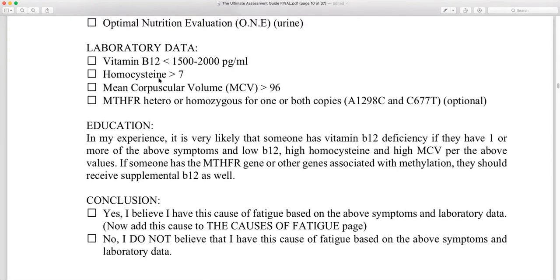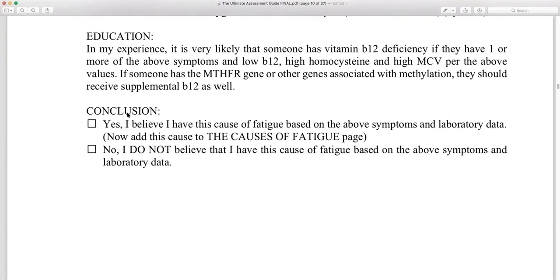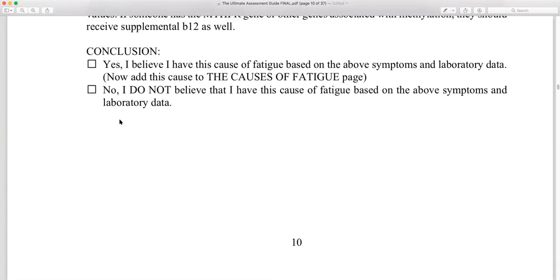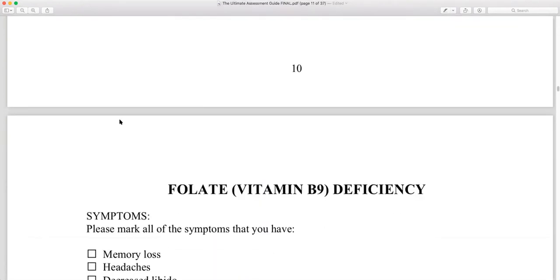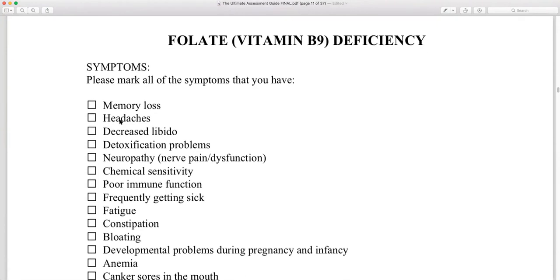And what's very interesting is that homocysteine, when it's above 7, increases risk for heart attack, heart disease, stroke, and Alzheimer's. And so you can see how important B12 is in playing a role in those things because it will lower homocysteine. And then you come down here to conclusion, mark off your conclusion, and if it's a yes, add it to page 2.